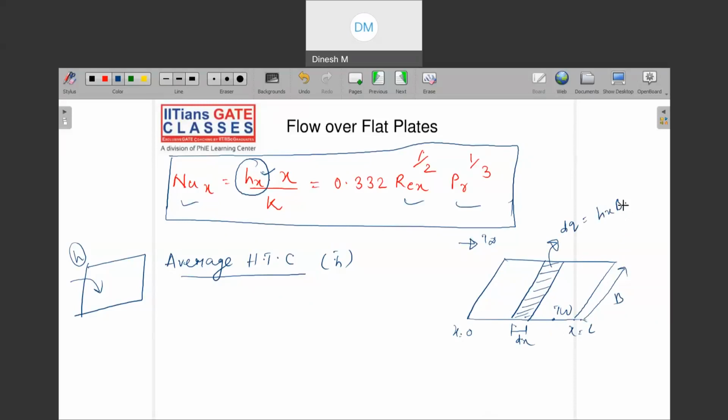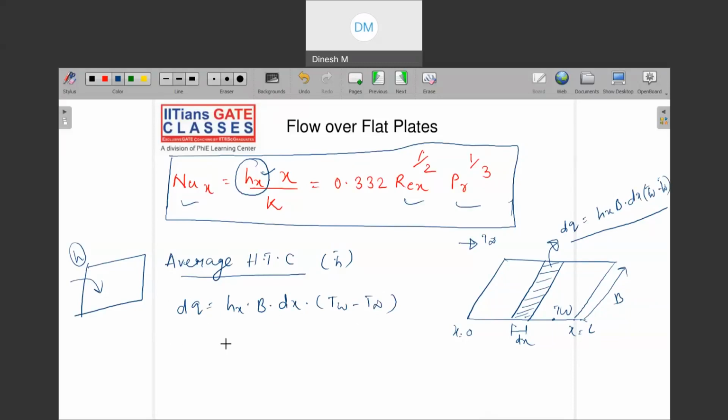Like area, I am trying to write. So b into dx into temperature difference, and what is that? Tw minus T infinity, right? So now I know what is my dq. So if I know my dq, then if I integrate dq, I know that this is hx into b into dx into temperature difference Tw minus T infinity.